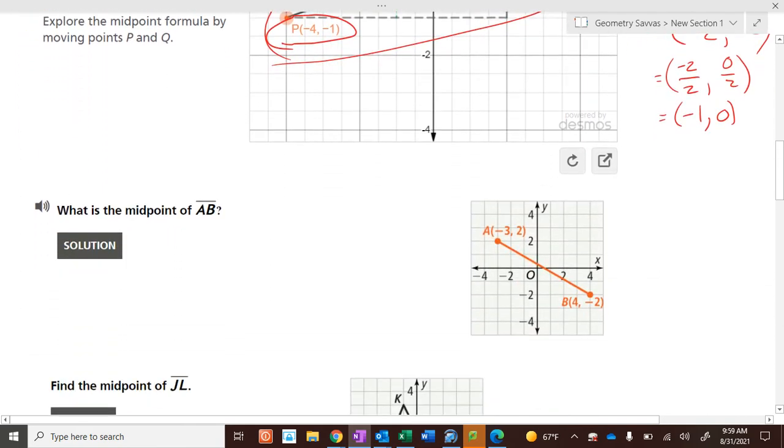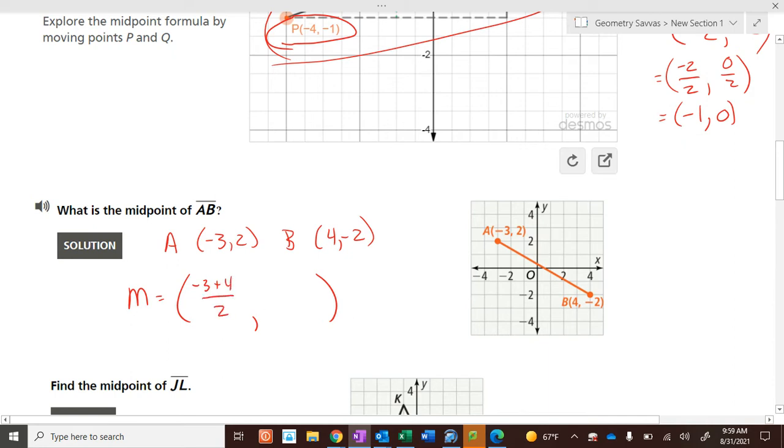So if we look at A and B here, A is at -3, 2. B is at 4, -2. Okay? So what's the first step of the midpoint formula? To take the x's and add them together. So you take -3 plus 4, and you're going to divide them by 2.